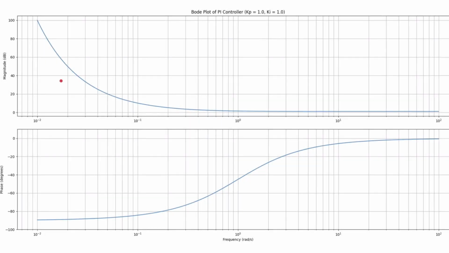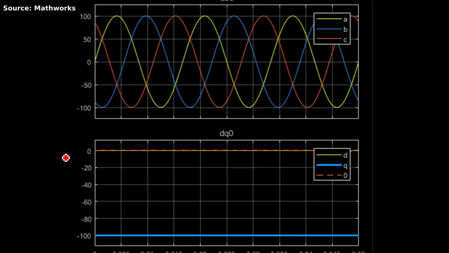Just look at the Bode plot of a PI controller. The lower the frequency, the higher the gain, and the easier it is for the controller to cancel out the error. So we want to control DC values, and ideally we want the resulting phase currents to be perfect sine waves, because when we convert sinusoidal phase currents to the DQ reference frame, we get perfect DC values. So where do the back EMF's harmonics come into play?